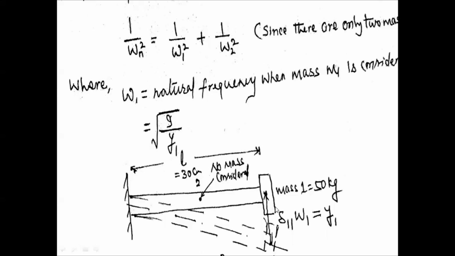Now, since the mass acting is 50 kg, the total deflection under this point would be given as W1 delta 1 1, that is equal to Y1. This represents the deflection under point 1. Since only one mass is acting, the natural frequency would be given by the formula square root of G by Y1, which we have done in the very first chapter.